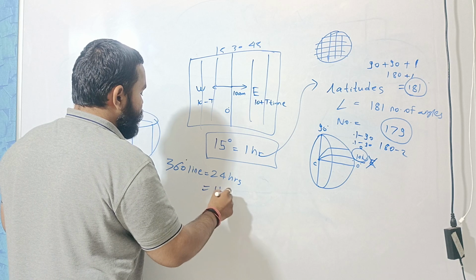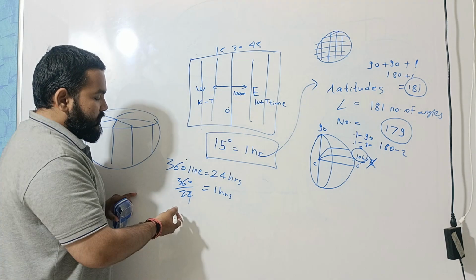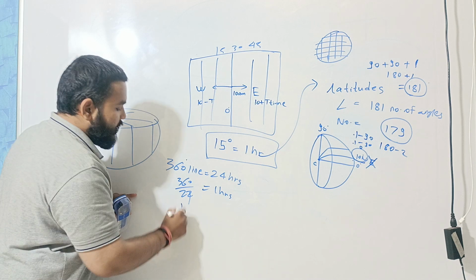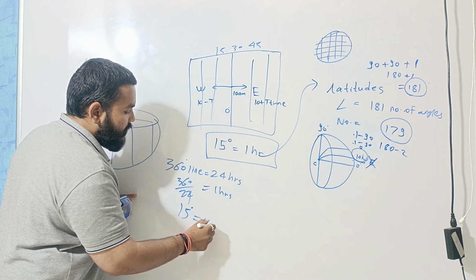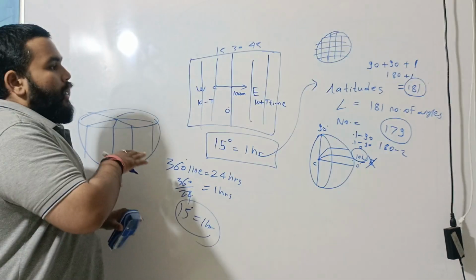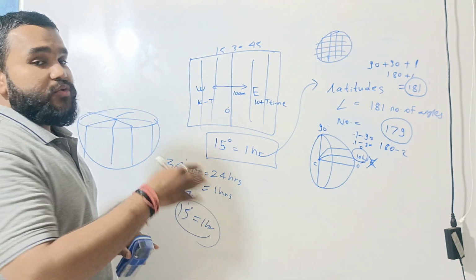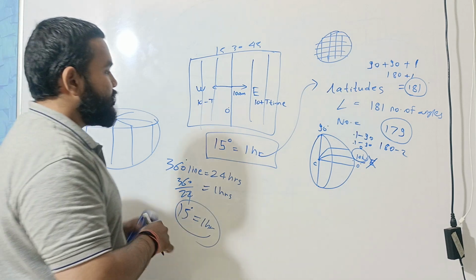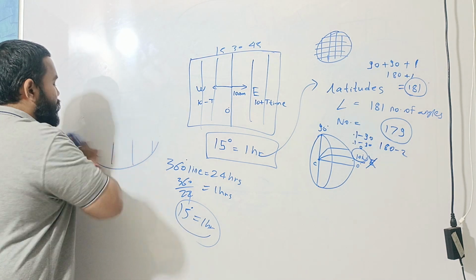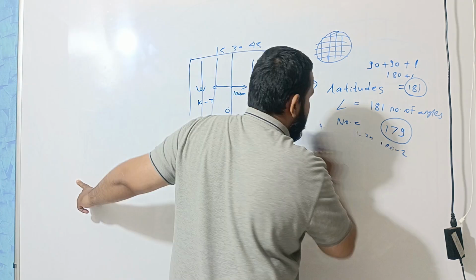So one hour is 360 divided by 24. If your math is good enough, it comes out to be 15. So 1 hour is equal to 15 degrees. That's it. This is the simple math behind how the time changes eastward and westward. So I'm just wiping this out because I have to go further.